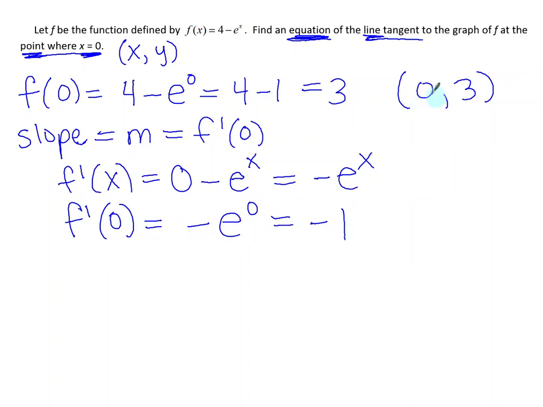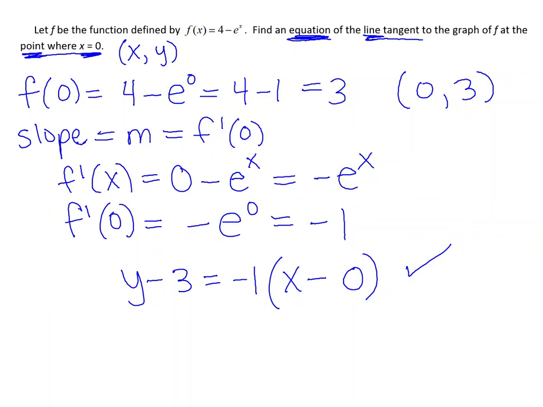Now that we have the point and the slope, we can write an equation of the tangent line. I prefer to use point-slope form. I think it's the easiest. Y minus the y coordinate equals the slope times x minus the x coordinate. Now this is an equation of the tangent line, so technically we're done.